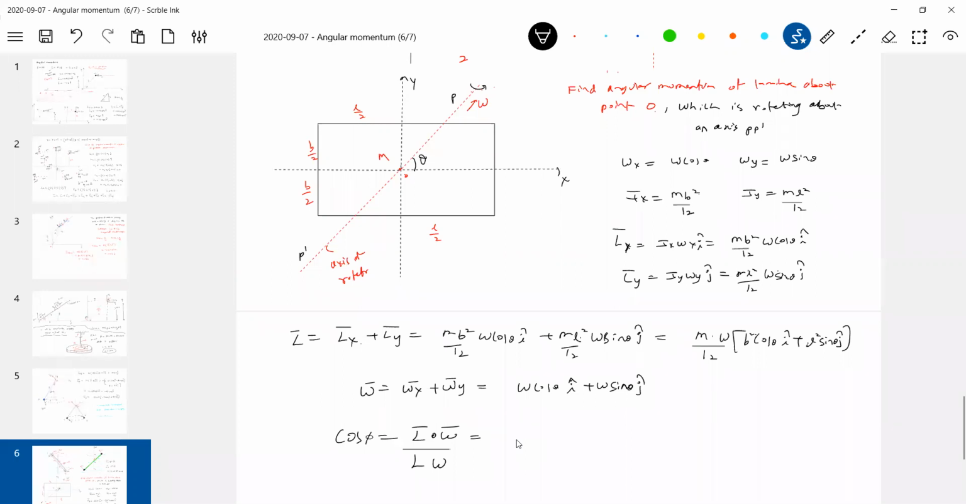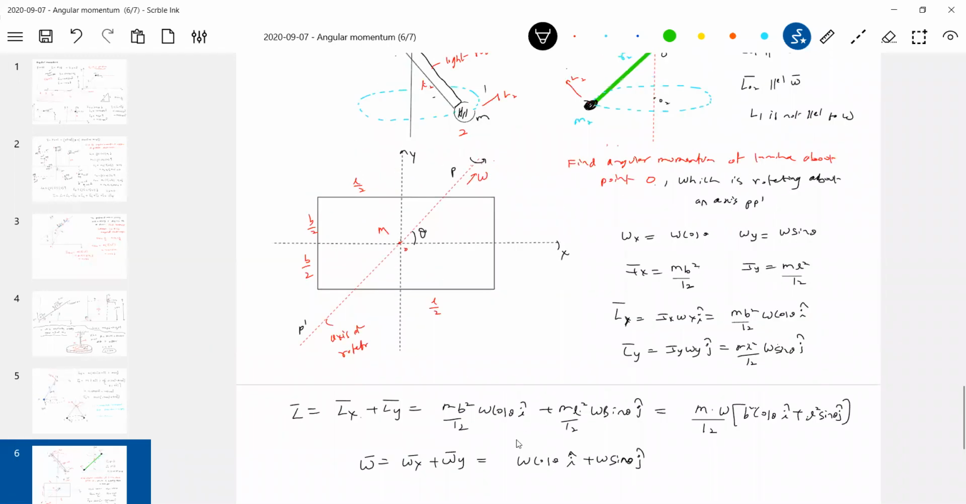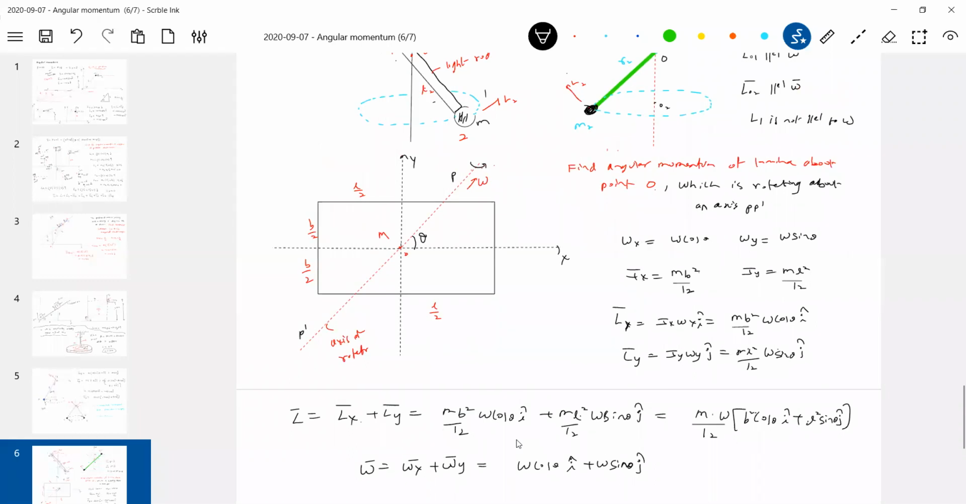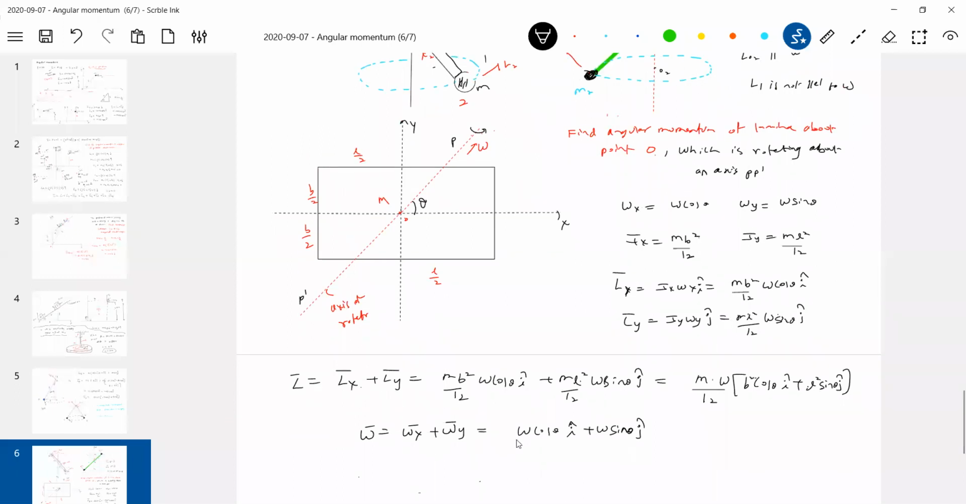The best way of analyzing, or I want the component of L bar along PP dash. So what is the question asked? If you want, you can do this angle, or let me get directly into the question. Let me find the angular momentum of lambda about point 2, which is rotating about the axis. That I got. So now I'll ask the question: find the component of angular momentum about axis PP dash.